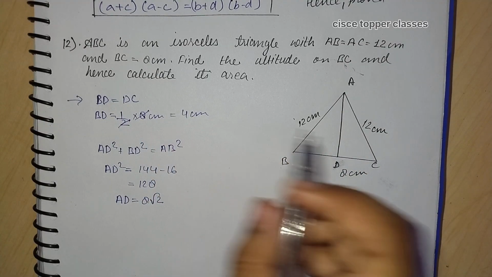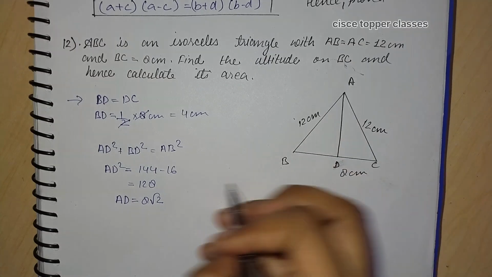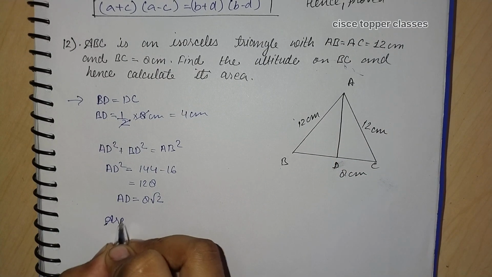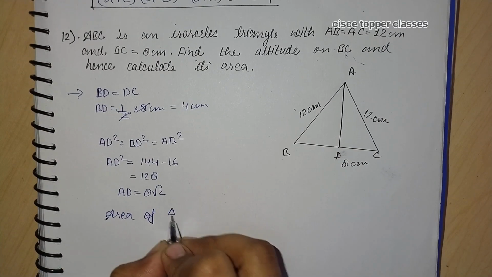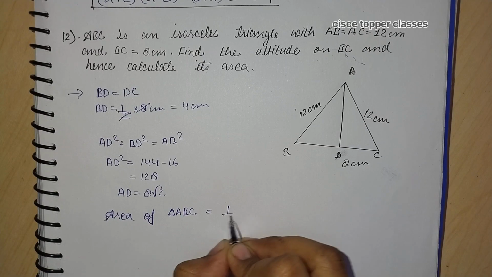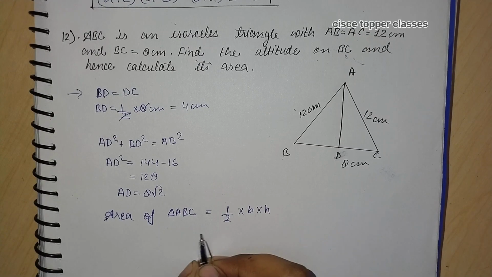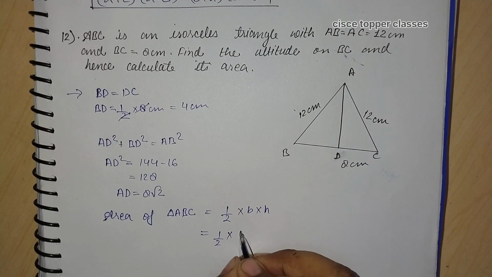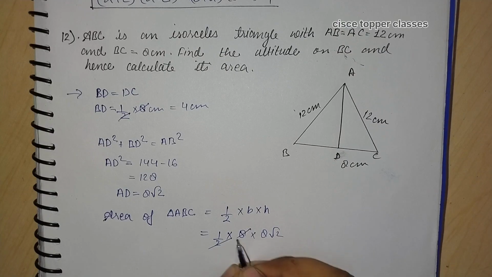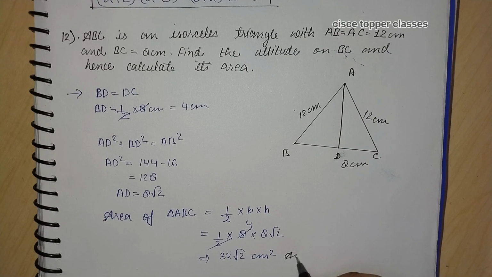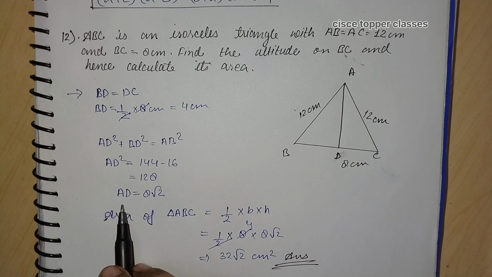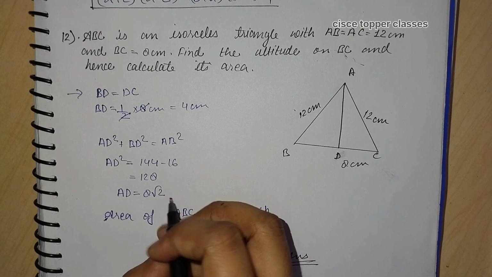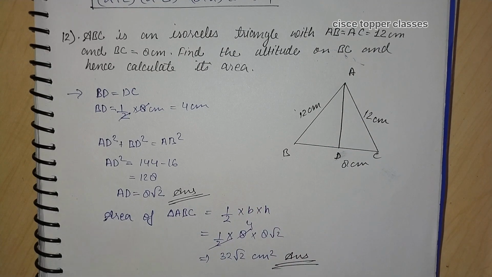Now we have to find its area, meaning the area of triangle ABC. So area of triangle ABC we can simply write as half of base into height. This height is 8 root 2, so we can write half of 8 into 8 root 2. This will be cancelled out, and here we will get 32 root 2 centimeter square as the answer. So this is the answer also, and the value of AD, meaning the altitude, 8 root 2, is also the answer.